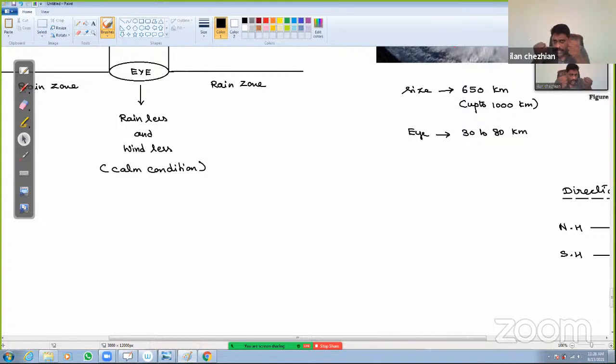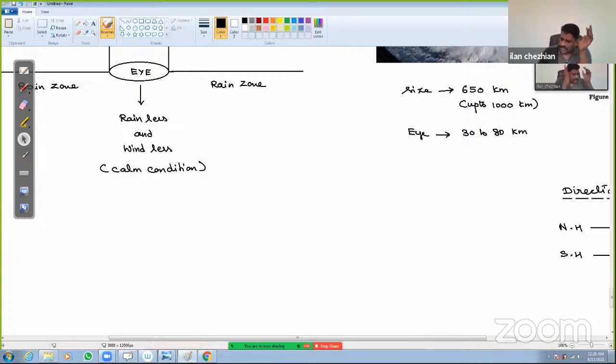Why is there no wind, if you ask me? Because what dominates within the eye of the cyclone is convection, not advection. Advection means horizontal movement. Convection means vertical movement. Why is there no precipitation? Because this is cloudless in condition. That's the reason we said it is known for its absolute calm condition.